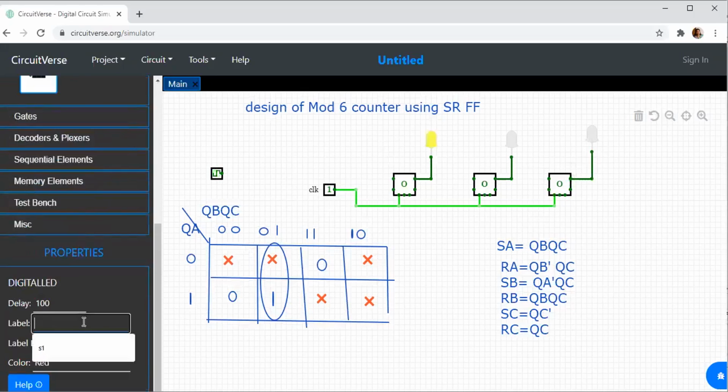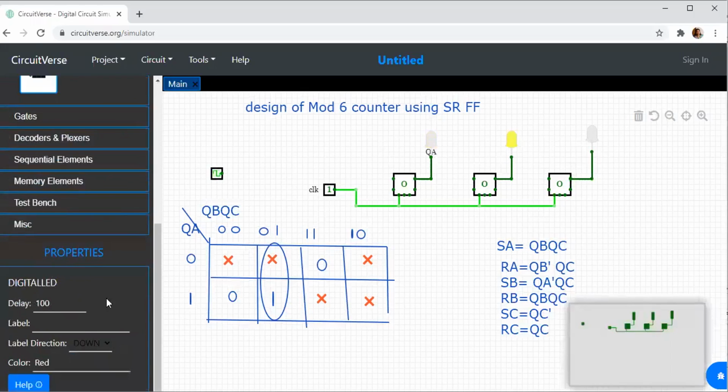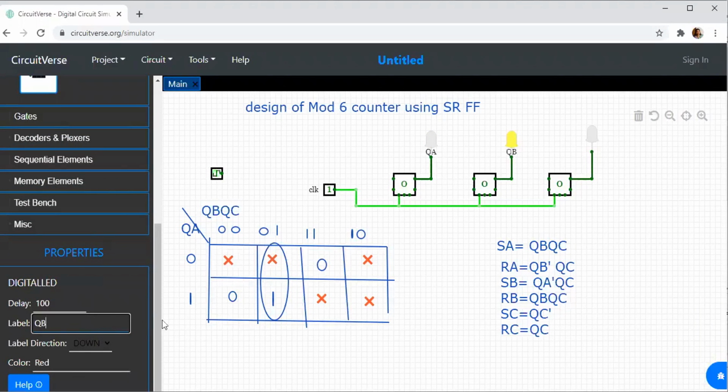So let me label this. This is QA. This is QB. And this is QC. You can also note that if this is QA, this will be QA bar. This is QB bar and this is QC bar. Okay. I'm not connecting that.